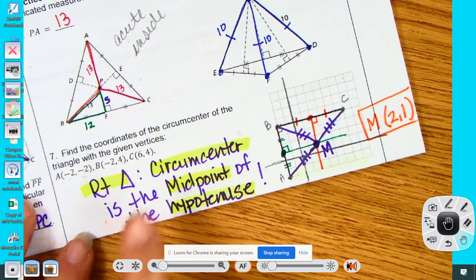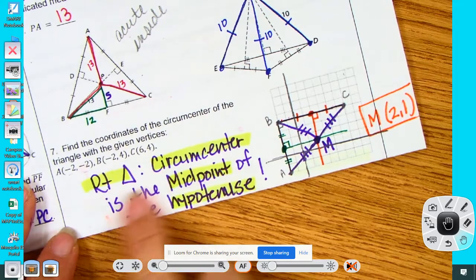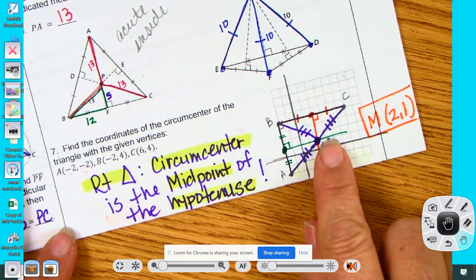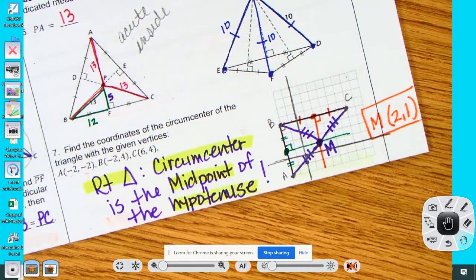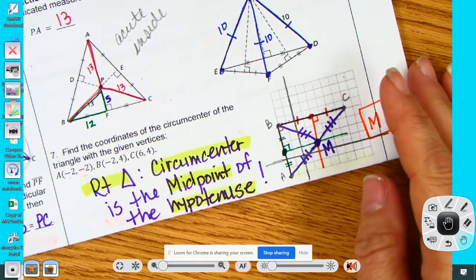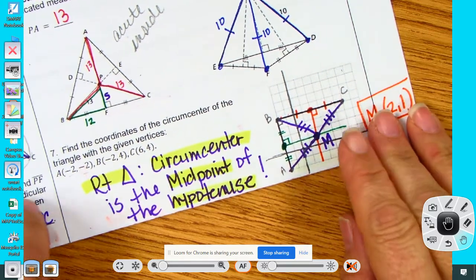So knowing this piece of information, when it asks you for the circumcenter of a right triangle, all you have to do is find the midpoint of the hypotenuse, and you're done. We've been doing midpoint since the first week of school. Okay? Questions?